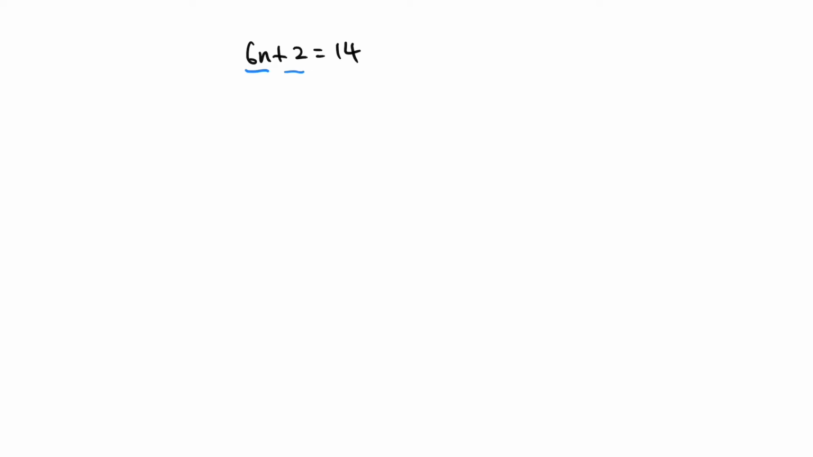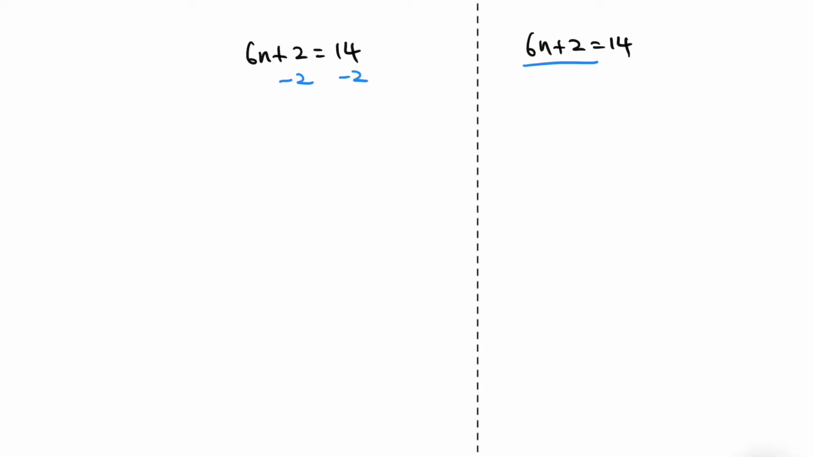Does that mean that we're going to do the opposite of multiplication first or opposite of addition first? I'm going to show you both and tell you why one is easier. Here on the left side, I'm going to subtract 2 first. Here on the right side, I'm going to do the division first. Let's solve the left one first. We have 6n plus 2 minus 2 to cancel out. 14 minus 2, that's 12. So we have 6n is equal to 12. Now we see that 6 is being multiplied to n. So we do the opposite operation, which is division of 6.